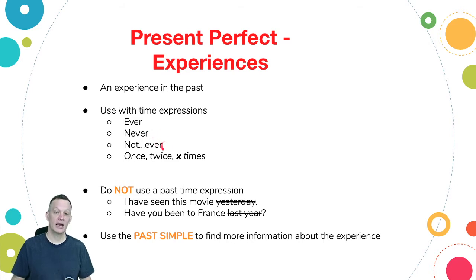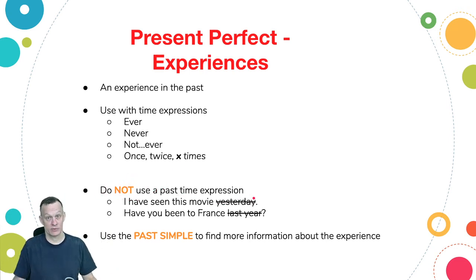Here, never and not ever are synonyms, okay? So when you want to say that you haven't had an experience, for example, Moscow. I've never been to Moscow. I have never been to Moscow. Or I haven't ever been to Moscow. I've never, or I haven't ever, depends on how you want to construct the sentence, but they mean exactly the same thing. They are completely synonymous. Okay, so ever, never, not ever, and then once, twice, or three times, five times, to infinity, really.